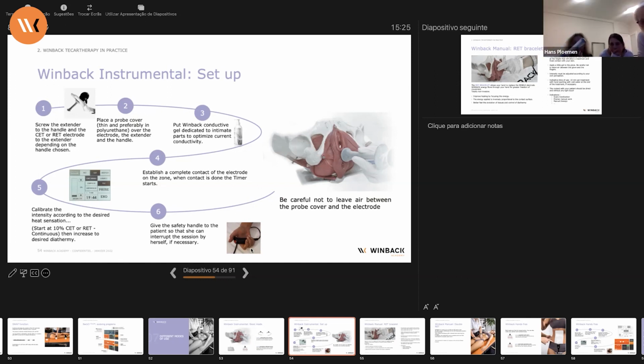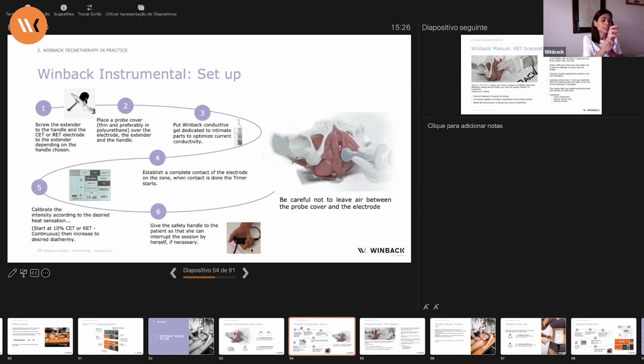You have to put a Winback conductive gel dedicated to intimate parts to optimize the current conductivity and to ensure that it respects the pH balance of the area. And you have to ensure that it promotes a good conductivity of the electrical stimuli and does not condense it in small spots. There are some gels that are not adequate for high temperatures. We have to establish a complete contact from the electrode to the zone that we are treating.